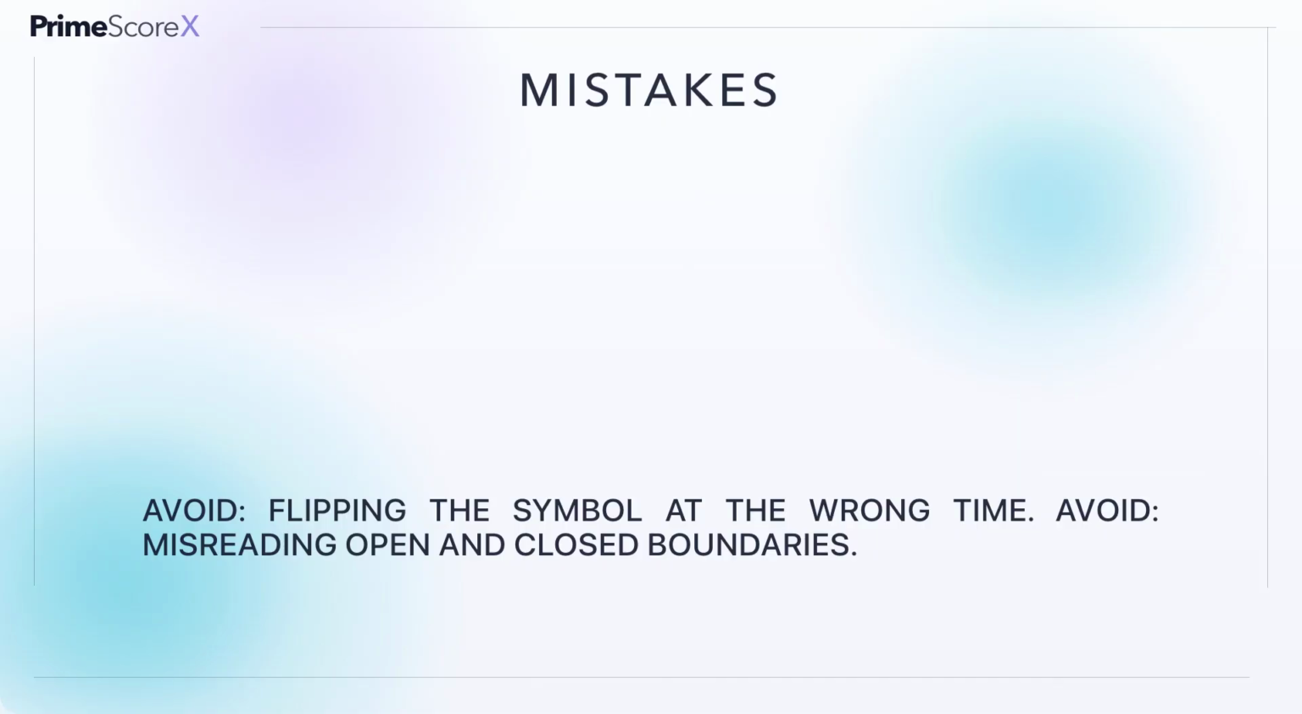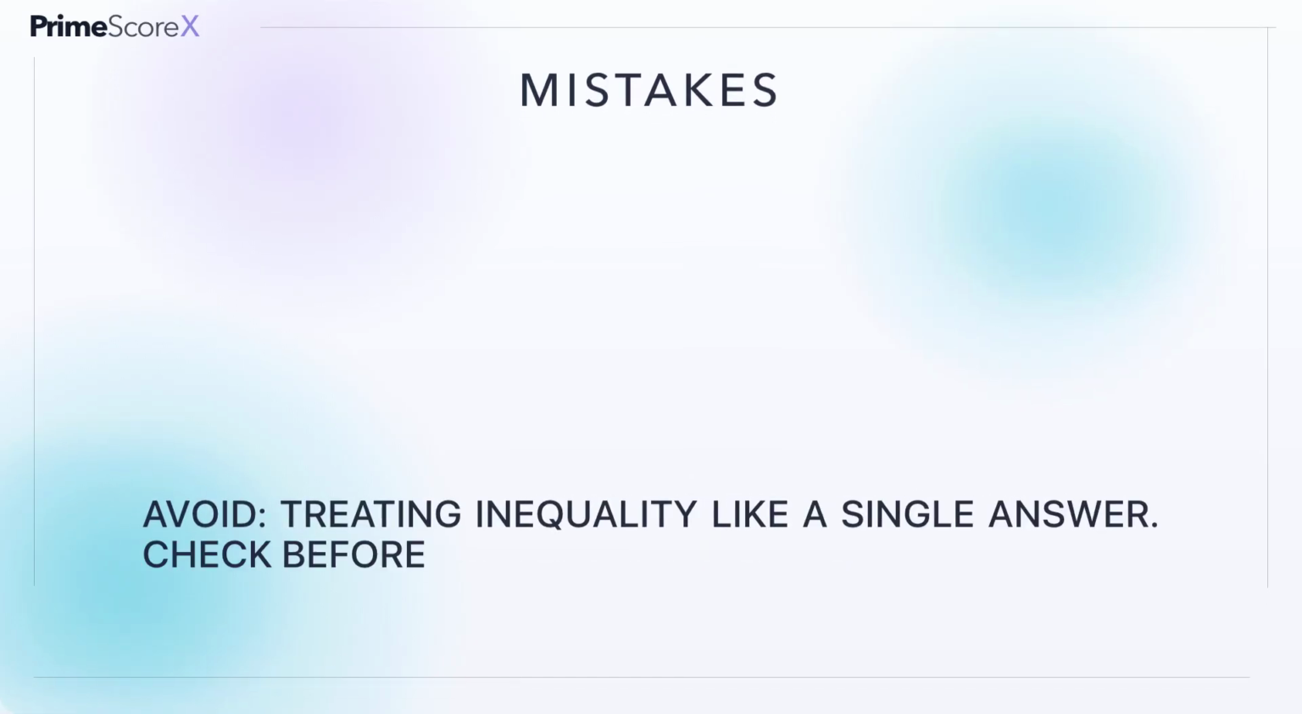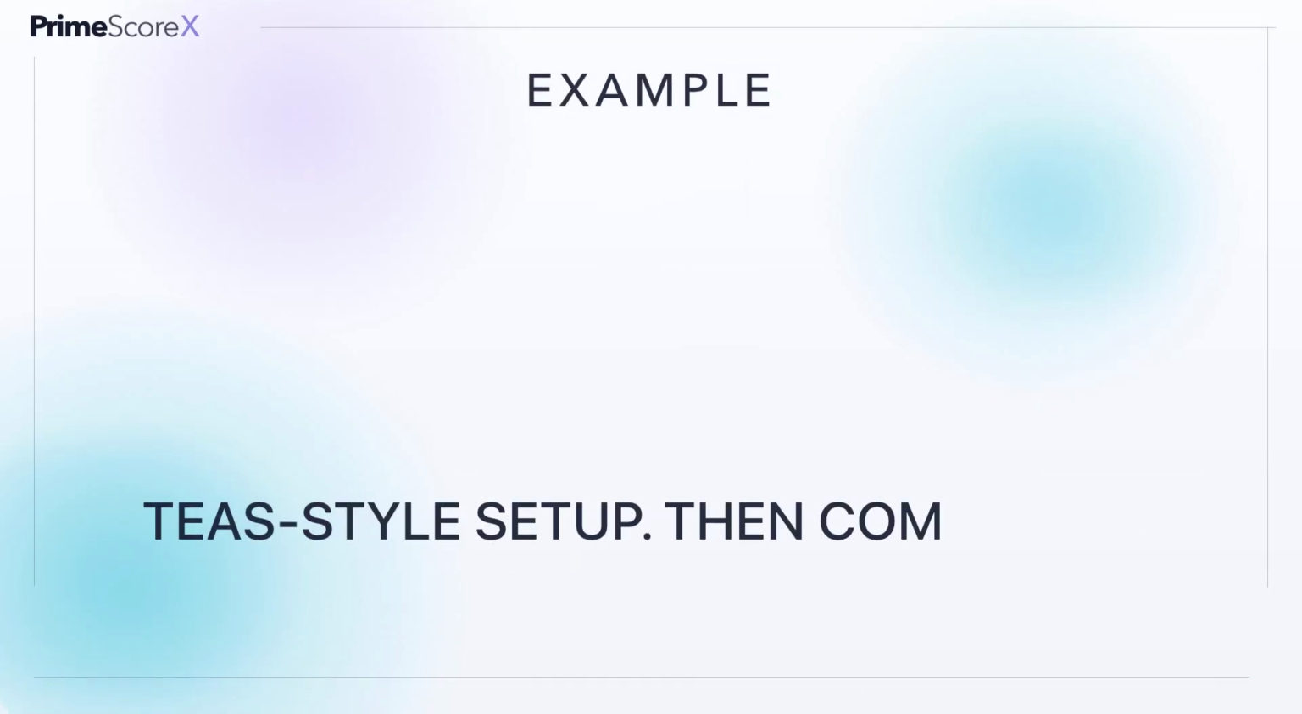A common mistake is flipping the symbol at the wrong time. This usually happens when a student recognizes the topic, but does not check the actual question. Another mistake is misreading open and closed boundaries. Rushing the middle of the problem can create an answer that feels right but does not match the structure of the item. Another trap is treating inequality like a single answer. This is especially dangerous on TEAS math because the answer choices may include common intermediate results. Before selecting, confirm that your answer is not just a number you produced, but the number the question requested.